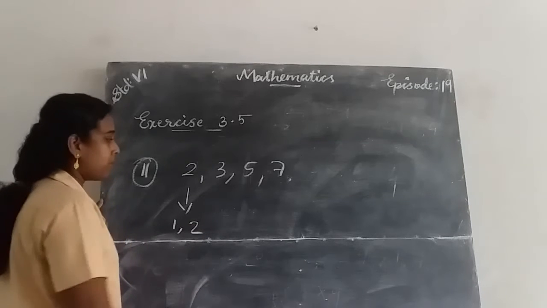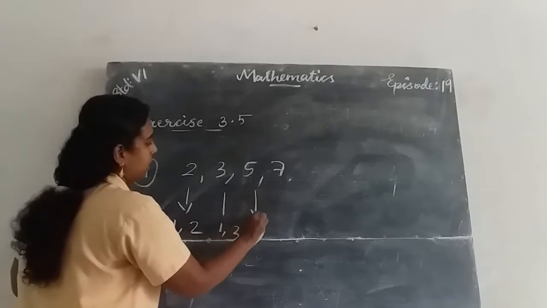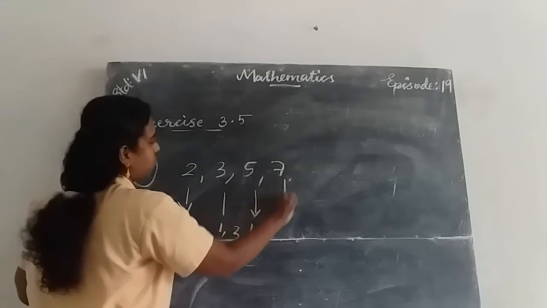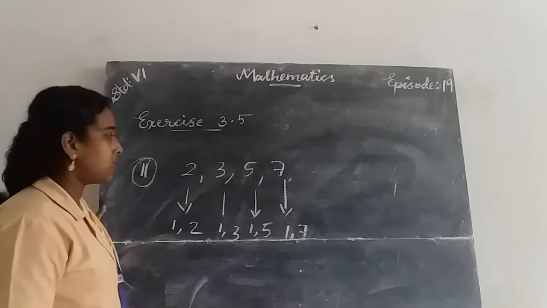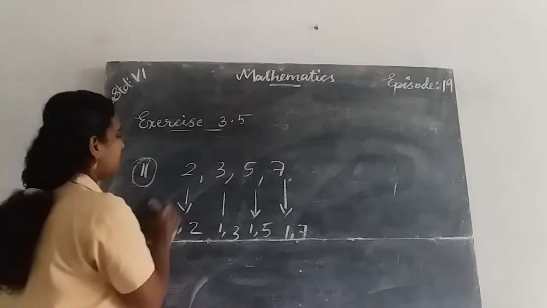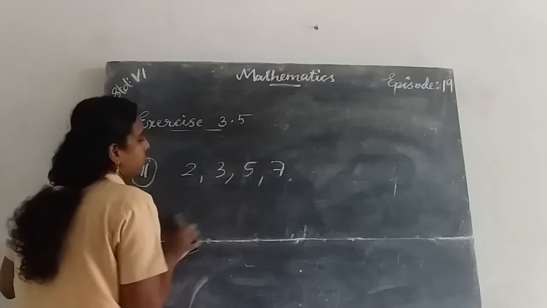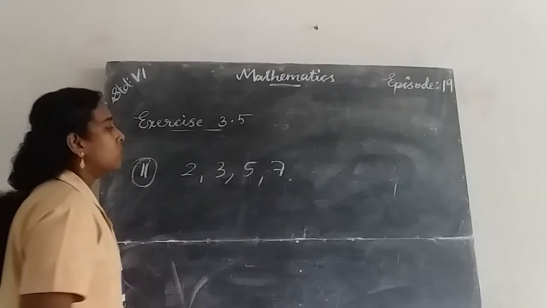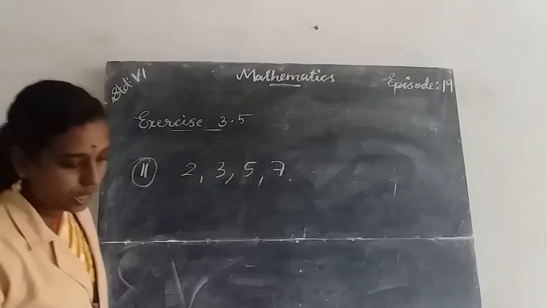2 comes under the table of 1 and 2. Then 1 and 3 are the factors of 3. Here 1 and 5 are the factors of 5. Here 1 and 7 are the factors of 7. So these numbers have only 2 factors. Then we can say that these numbers are prime numbers, okay? So the first 4 prime numbers are 2, 3, 5 and 7. The smallest prime number is 2, okay?